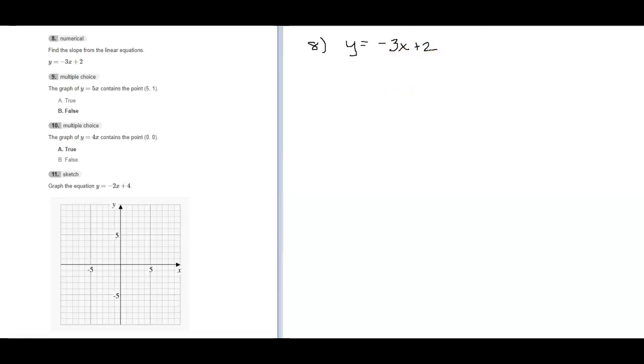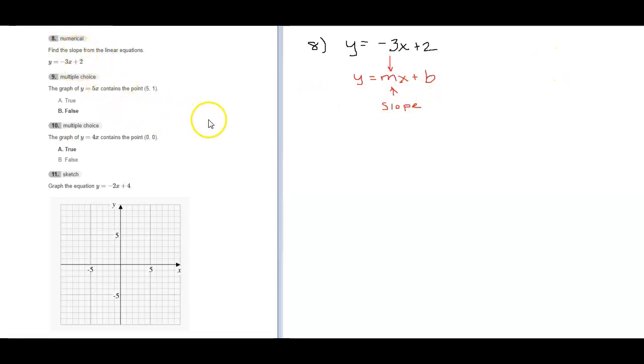Once again, this equation looks like y equals mx plus b. M is what we call the slope. So what number is matching with the m? Negative 3. So the slope is negative 3. And that's how you work problem number 8.